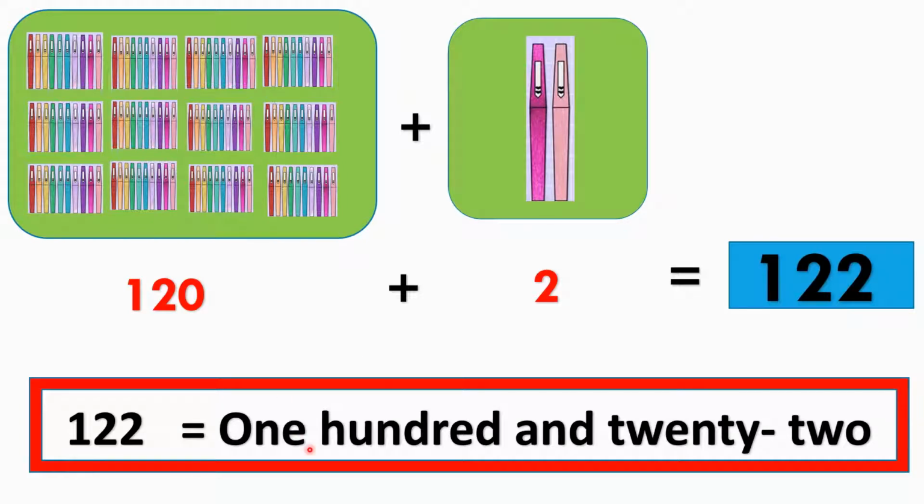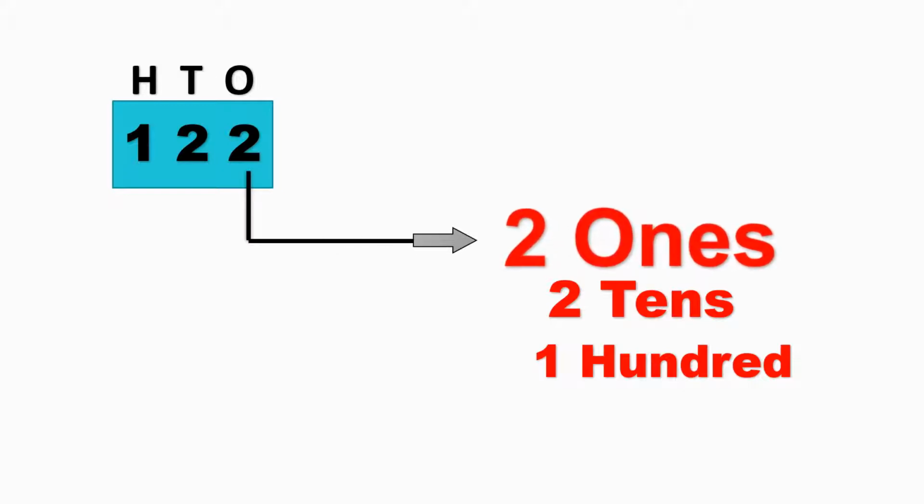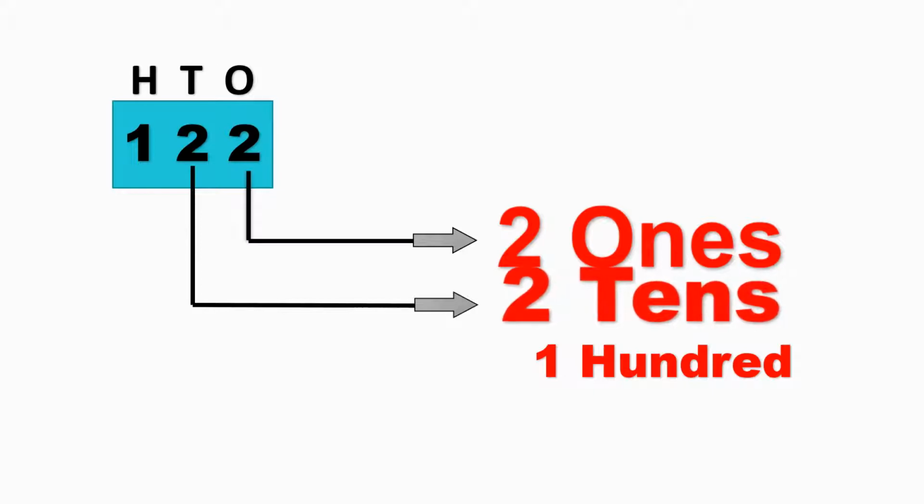ONE 1, HUNDRED 100, AND TWENTY 20, TWO 2, 122. Now let's see the place value of 2. 2's place value is 2 ones. Second, 2's place value is 2 tens. And third one, 1's place value is 100.